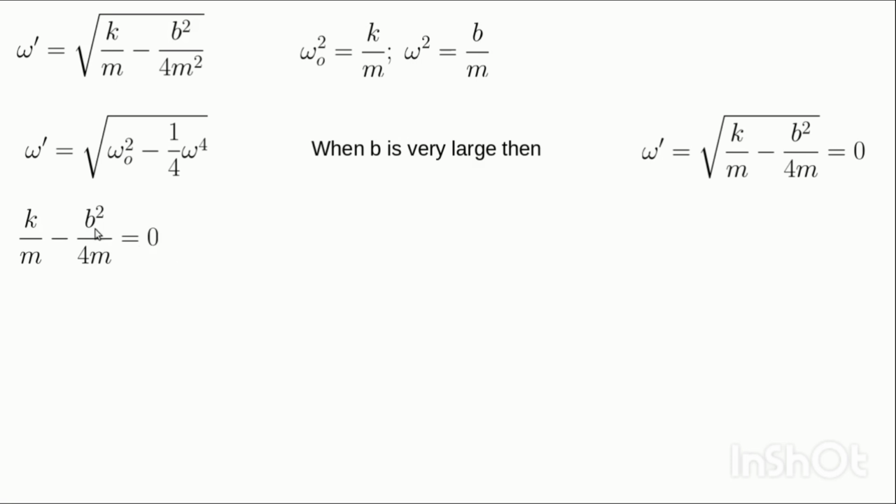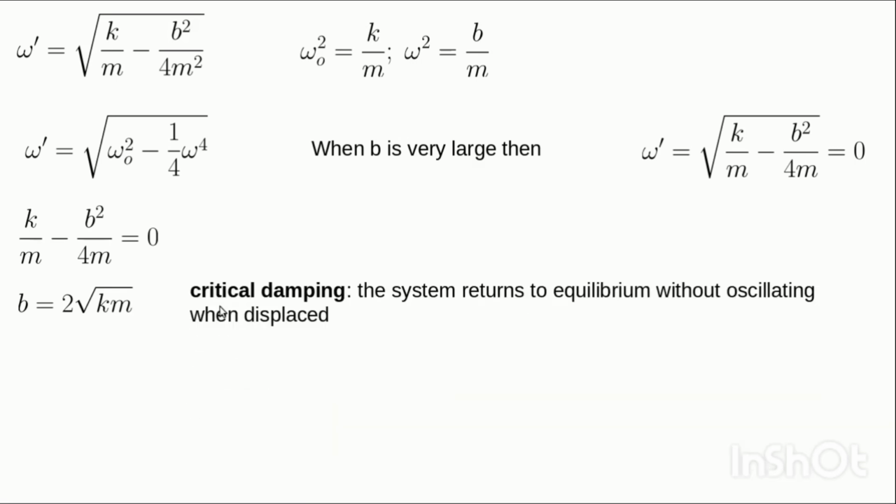So if we make B the subject of the formula, we can have several scenarios. The first is where B equals 2 square root of KM. Making B the subject, you get this. When B is equal to 2 square root of KM, we call that situation critical damping. That means the system returns to equilibrium without oscillating when it is displaced.